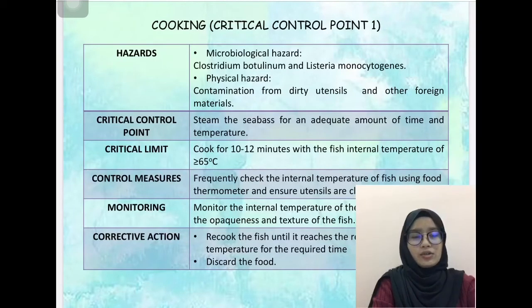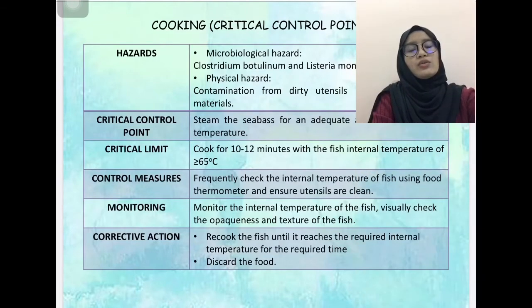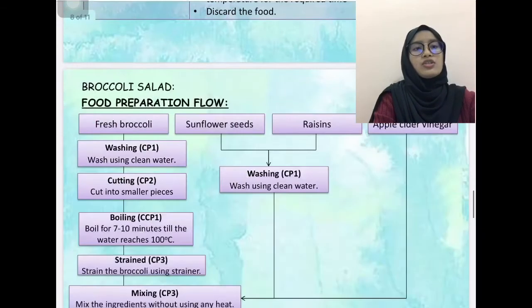The critical control point is to steam the sea bass fish for an adequate amount of time and temperature, with the critical limit of 10 to 12 minutes, with the fish internal temperature of 65 degrees Celsius or more. We need to frequently check the internal temperature using food thermometer, measure the opaqueness and texture of the fish, and we need to recook the fish for the corrective action, or to just discard the food.